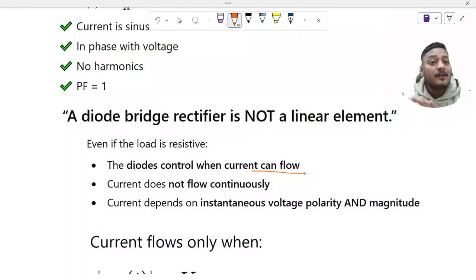It is not a continuous current which is flowing through the circuit. Current does not flow continuously. Current depends on the instantaneous voltage, polarity and magnitude. What is the value of my input voltage, what is the diode cut-in voltage, all these things come into the picture, and that's why my power factor gets poorer. How exactly? We have not come to that point yet.